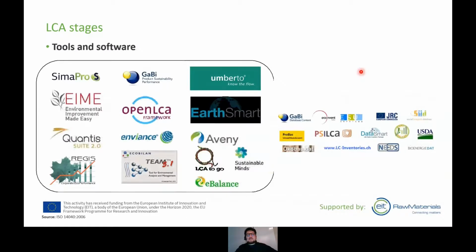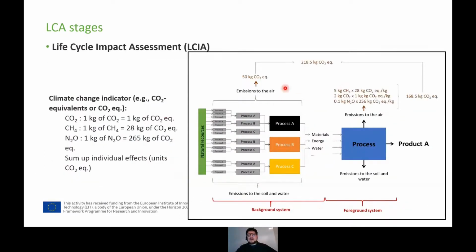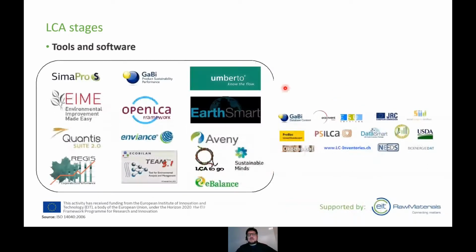For this, we don't need to do it by hand. There are software tools like the really popular SimaPro or GaBi, where you have the database itself, so you can check which databases are available for your analysis. After, you can choose the methods, where you can find different indicators like climate change, acidification, and many others. You just need to choose the method, and all the arithmetic will be done directly by the software.